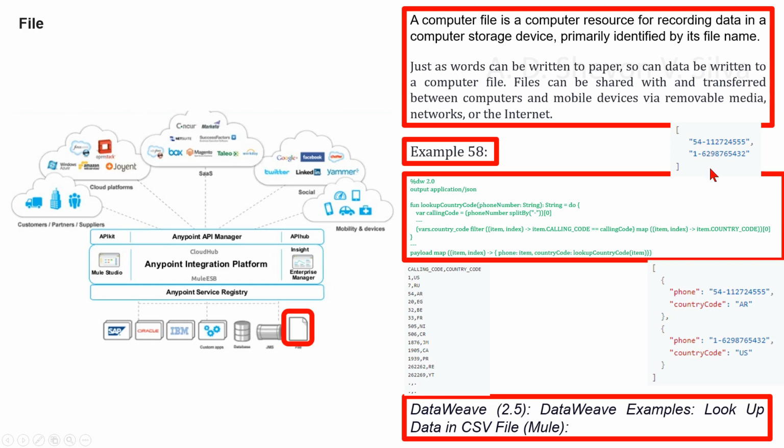The value in the variable country codes is a CSV file that maps the calling codes to the country codes. The following data view script reads each phone number in the payload and uses the filter function to search for a calling code within the Mule variable country codes that matches the calling code in the phone number.